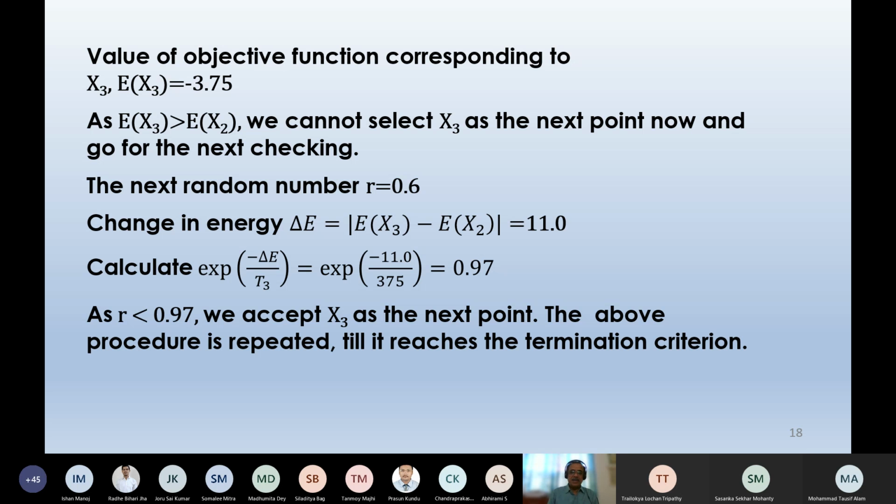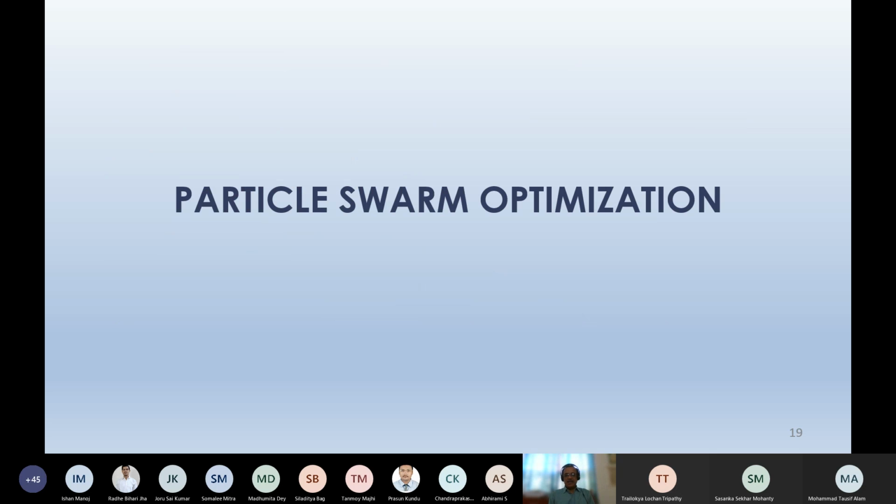Now the above procedure is repeated till it reaches the termination criteria. So this process will go on and on, and ultimately you will get the optimal solution. This is the way your simulated annealing works. And it reached very good popularity. In fact, before the genetic algorithm, around say 1970-71, simulated annealing reached too much popularity.